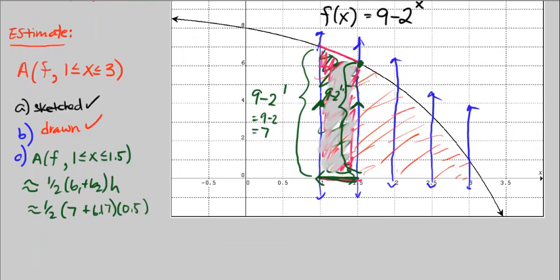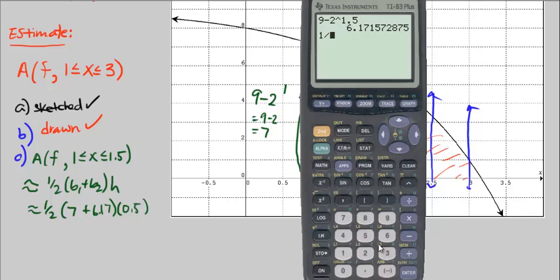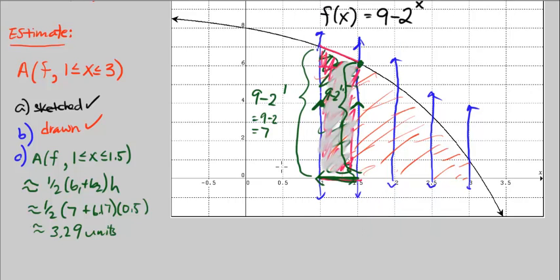So let's plug this into our calculator. We get 1/2 times 7 plus 6.17 times 0.5, and that's approximately 3.29 units for just that region. So that's how I estimated just this region. Let's do that for every region separately. For this one, I'm going to use trapezoids for every region. So for this next one, I'm going to use a trapezoid going from here to here. This is my trapezoid.